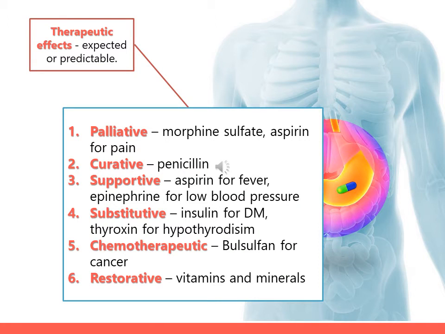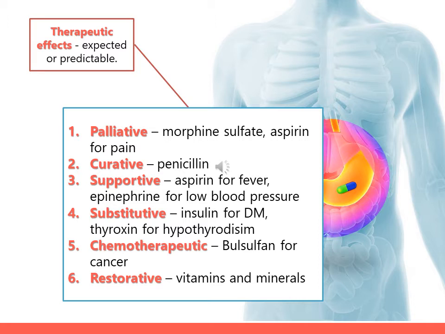Let us further explain or discuss therapeutic effects. As mentioned earlier, therapeutic effect is the desired effect, and this is the reason why the drug is prescribed. These are expected and predictable. Now, what are the different therapeutic effects that we expect from our patient? One of the most common therapeutic effects is palliative. From the word itself, palliate. Okay? When we say palliate, it is to reduce pain or the pain experience of our patient.